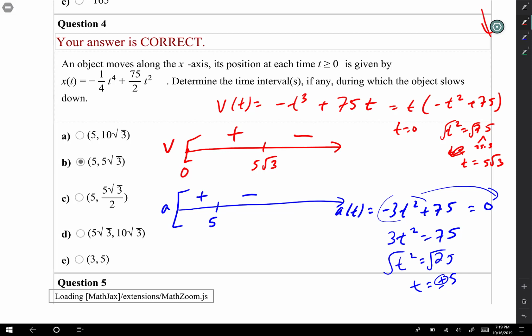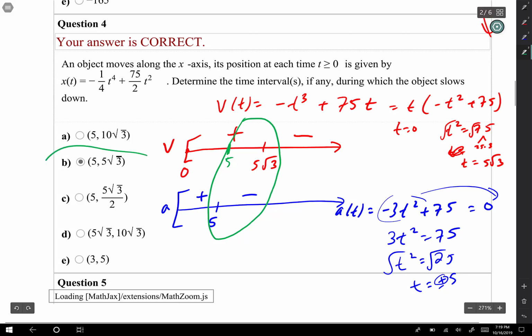So where is the object slowing down? Well, wherever the signs are opposite. So the signs are opposite between 5 and 5 square root of 3. See, because at 5, if this is 5 here, my velocity is still positive, but after 5, my acceleration is negative. And then once you pass 5 square root of 3, the velocity and acceleration are both negative, meaning that now you're increasing in speed. So the answer is between 5 and 5 square root of 3.